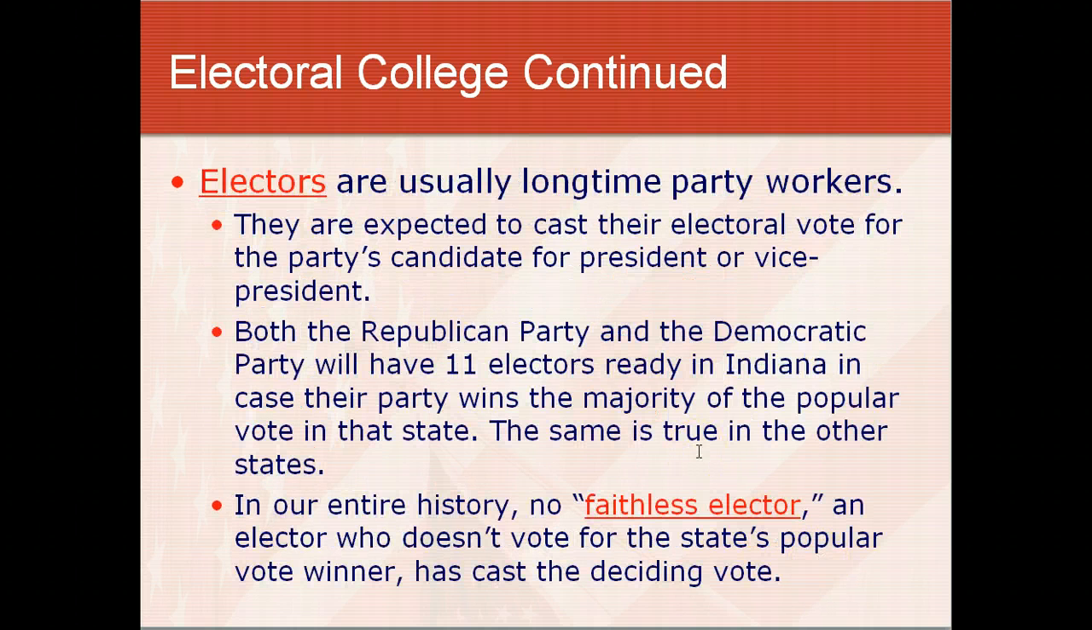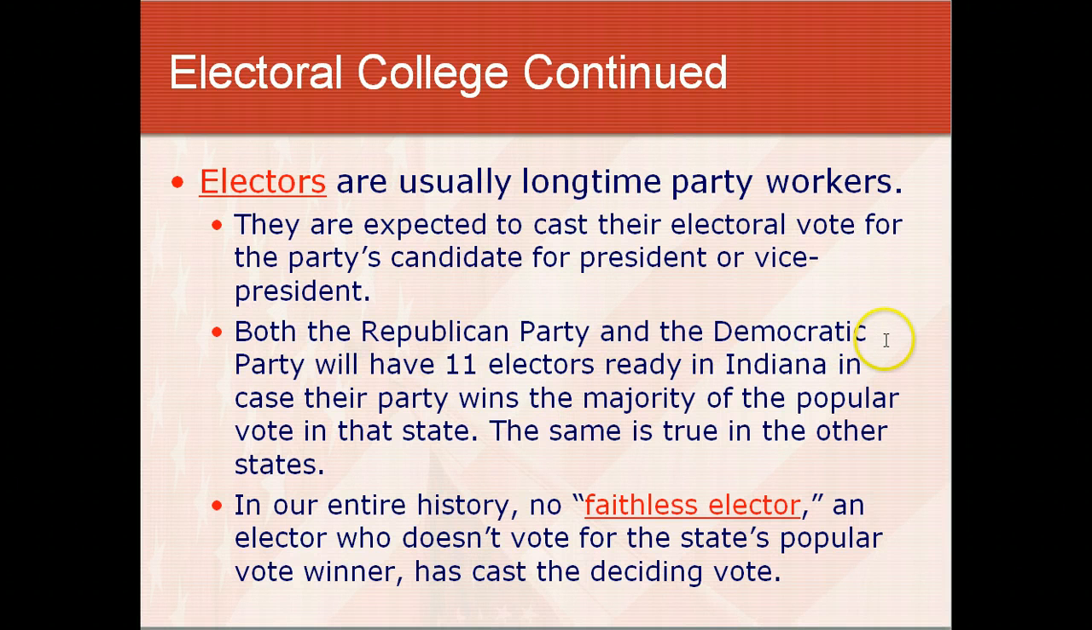In order to become an elector, you're usually a long-time party worker, and so you're a member of the party that's going to be choosing the candidate. So the Democrats have 11 electors in Indiana, and the Republicans have 11 electors. Because they're loyal party members, they're expected to cast their electoral vote for the party's candidate if their party's candidate wins the popular vote.